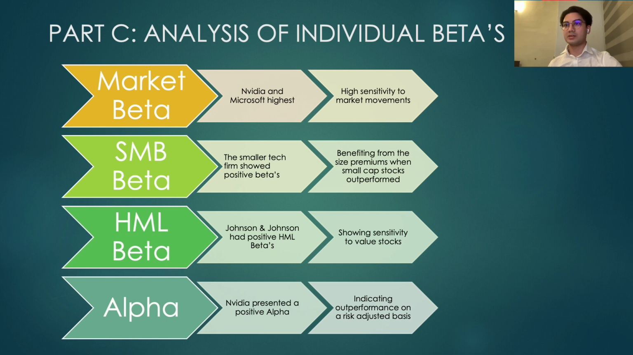SMB beta, which explains the sensitivity to the size premium, indicating performance differences between small cap and large cap stocks. And HML beta, which explains the sensitivity to the value premium, indicating performance differences between high and low book-to-market value stocks. We also calculated alpha, representing the stock's performance on a risk-adjusted basis after considering the three factors.